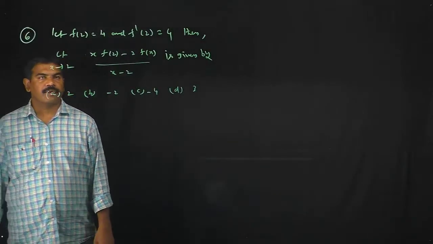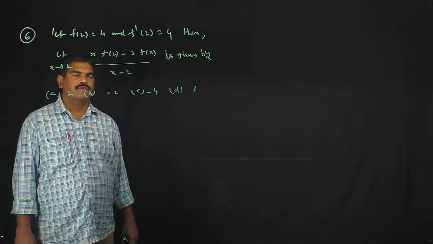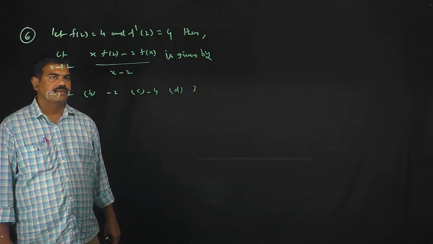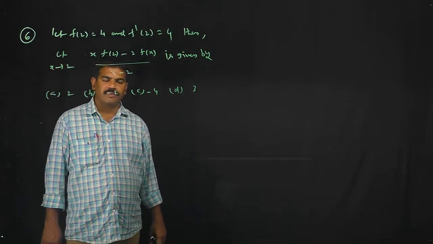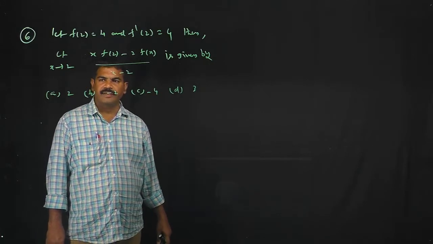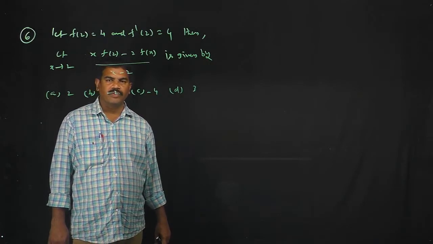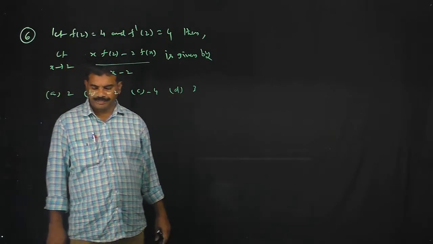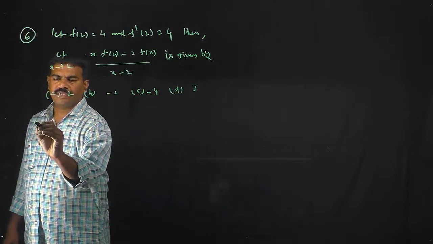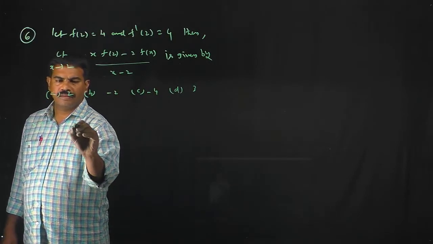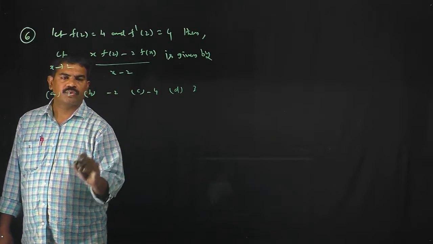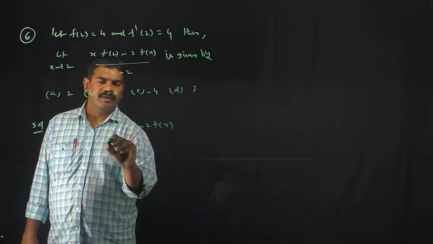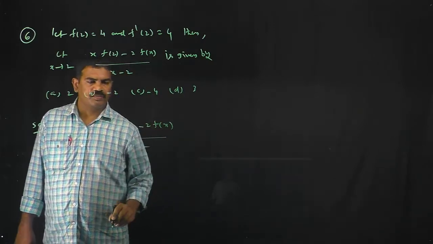See the another problem. Let f of 2 is equal to 4 and f dash 2 is equal to 4, then limit x tends to 2 of (x into f of 2 minus 2 into f of x) by (x minus 2) is given by. The options are A 2, B minus 2, C minus 4, D 3. Now take the limit, that is limit x tends to 2, x into f of 2 minus 2 into f of x by x minus 2.